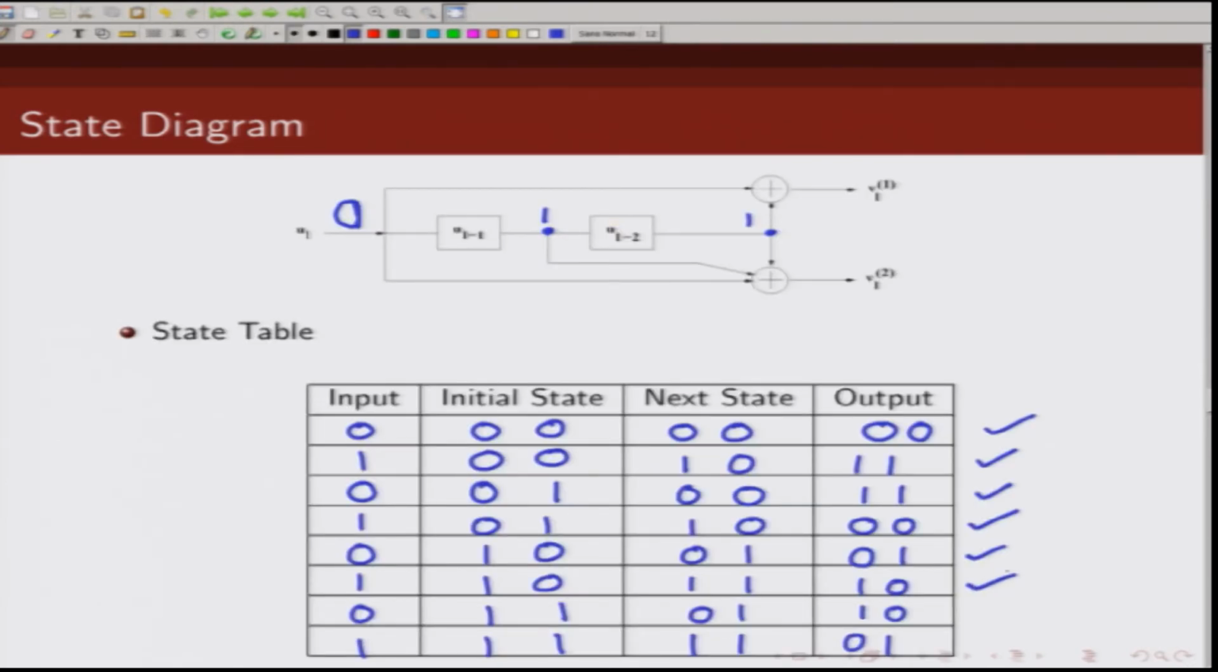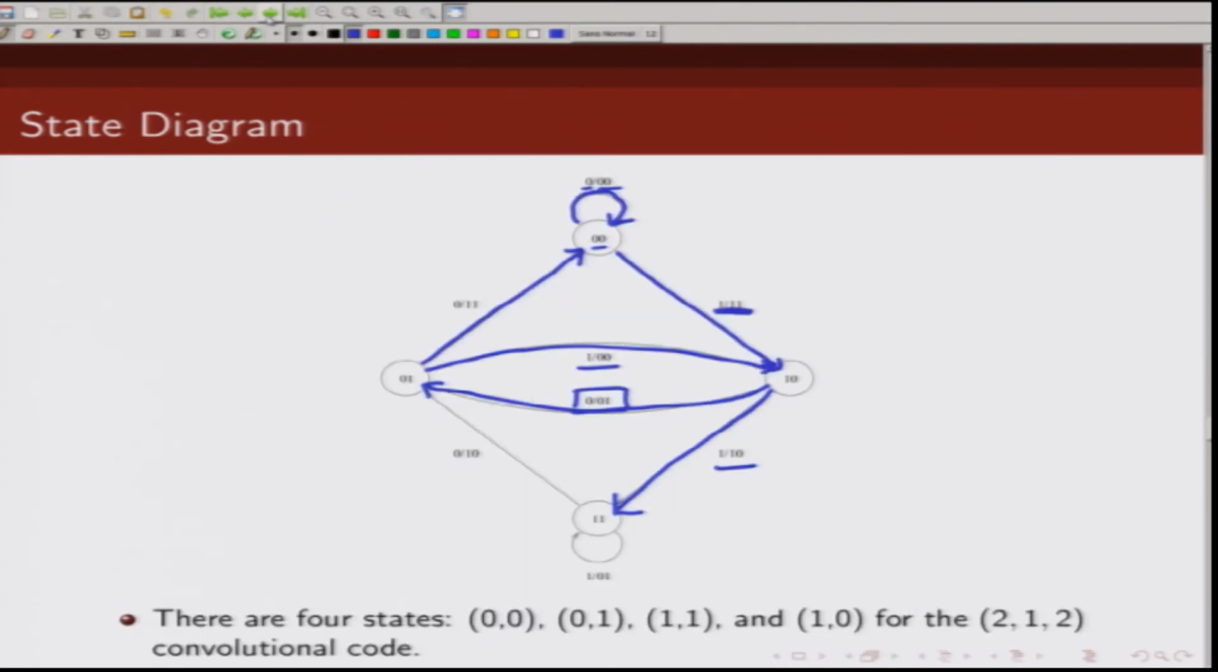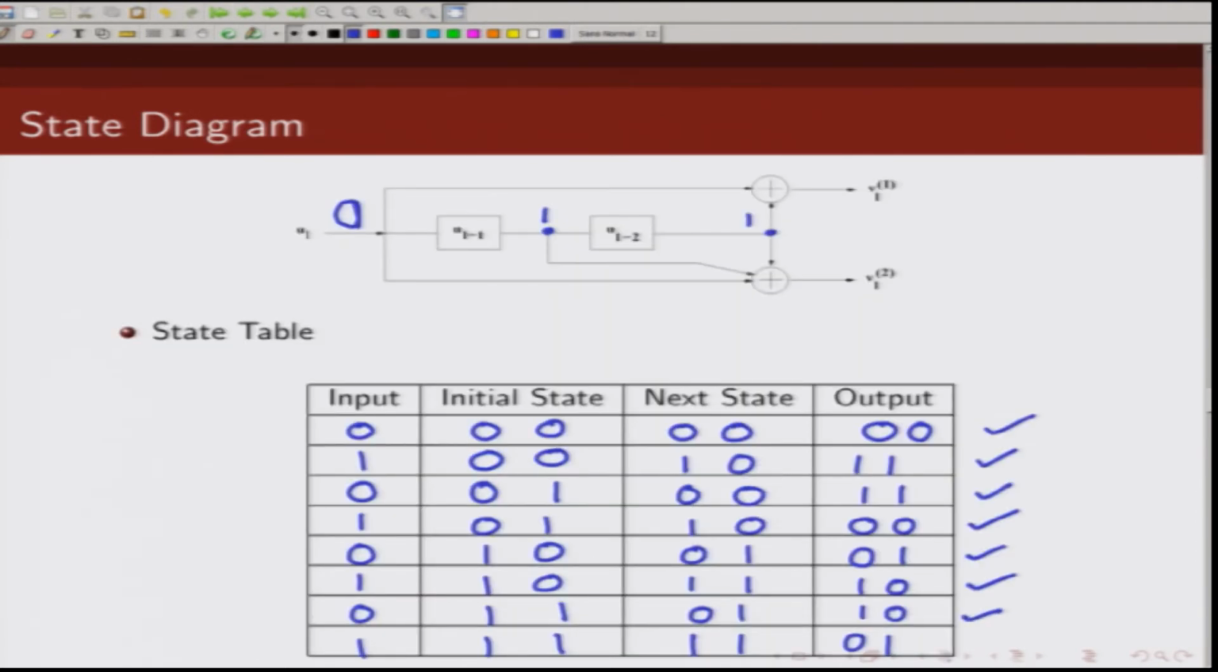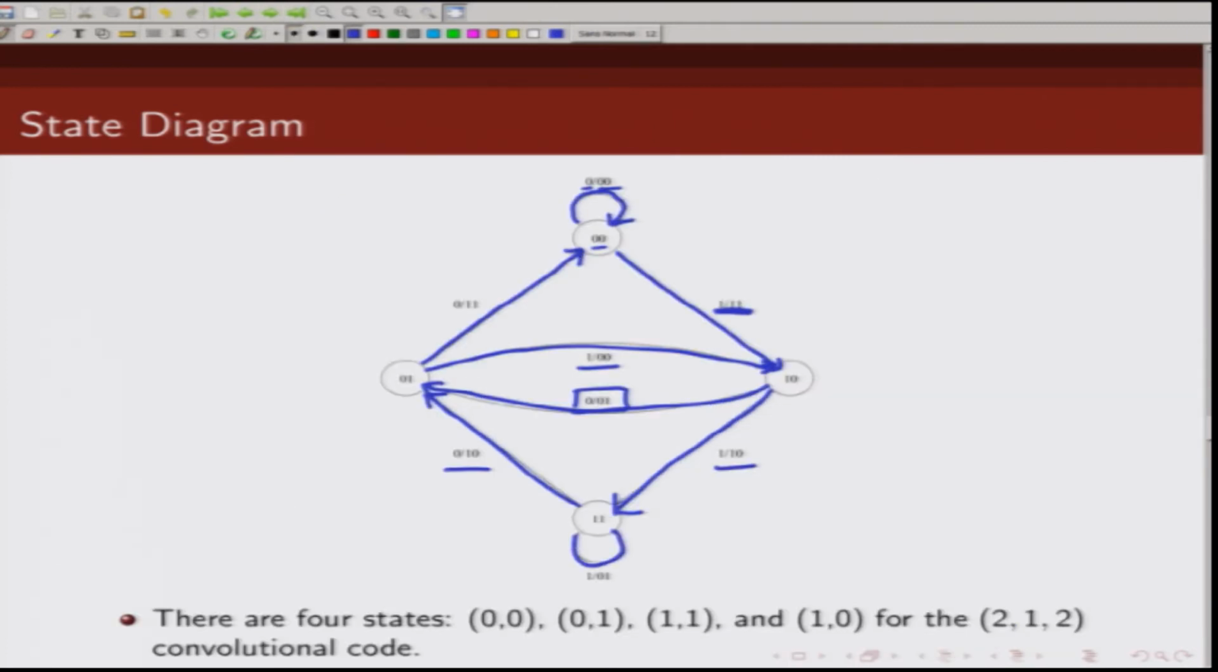And finally, when you are in state 1 1, if you receive a 0, you move to state 0 1 and output is 1 0. So, you are in state 1 1, you receive a 0, you move to state 0 1, input is 0, output is 1 0. And finally, state 1 1, input 1, you remain in state 1 1 and the output is 0 1. You receive a 1, you remain in state 1 1, input is 1, output is 0 1.